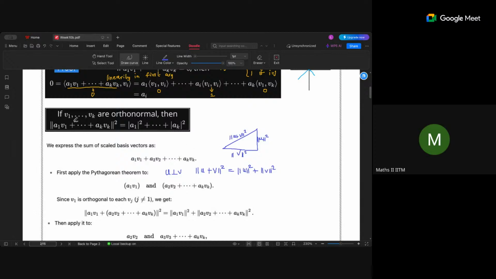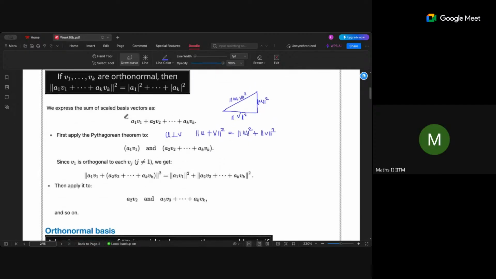Now, here we have: if v1, v2, ..., vk are orthonormal, then norm of a1 v1 plus etc. ak vk whole square is equal to mod a1 square plus etc. mod ak square. It's a kind of generalization of the Pythagorean theorem. Here is a simple proof based on the Pythagorean theorem. Either you can use induction, or you can use the Pythagorean theorem. Any way you can prove it. I don't know how many of you know induction, so I have just used the Pythagorean theorem.